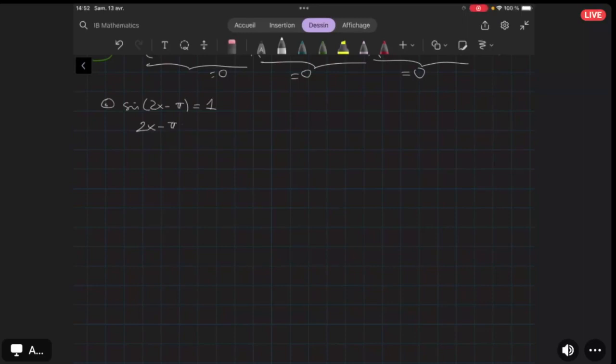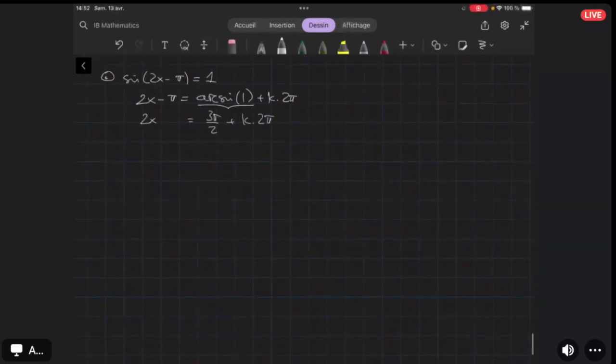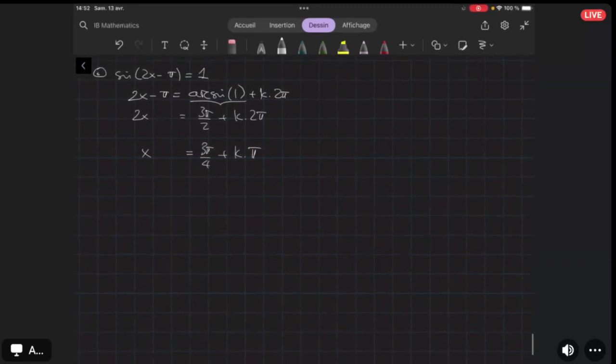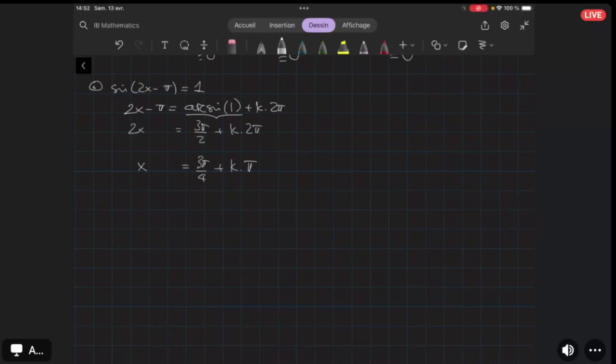2x minus pi is equal to arc sine of 1 plus k times 2 pi. Arc sine of 1, famously known as pi over 2. So now we get 2x equals 3 pi over 2 plus k times 2 pi. Divide by 2. Et voila. So in the range we're given, between 0 and pi, we only have one solution, 3 pi over 4.